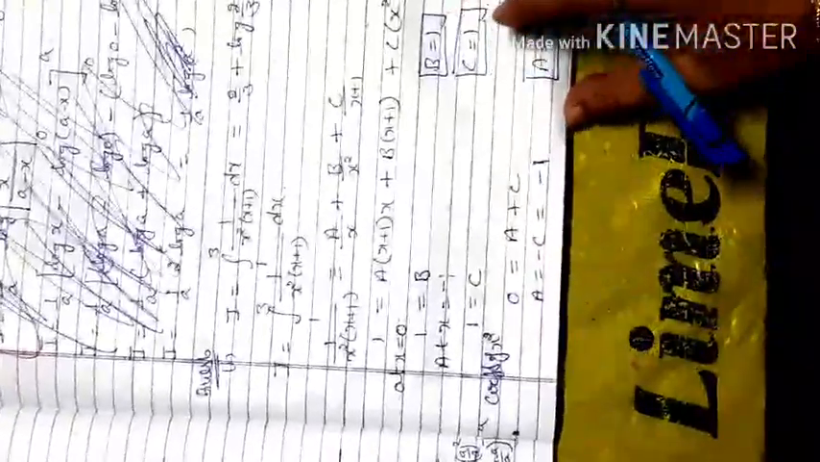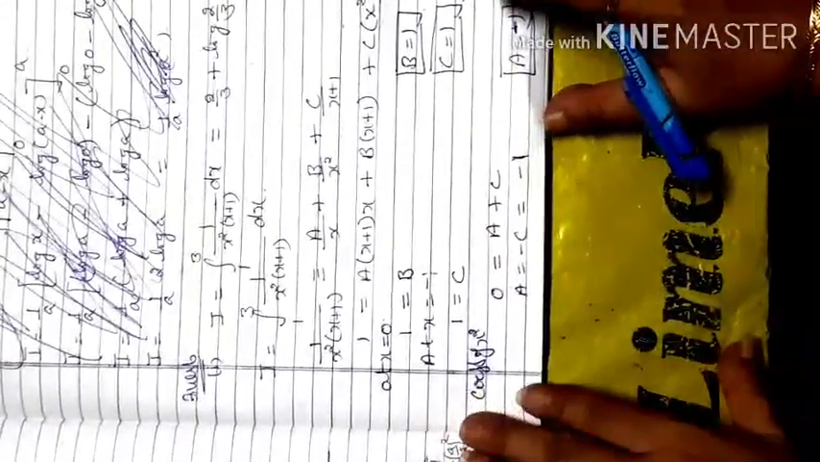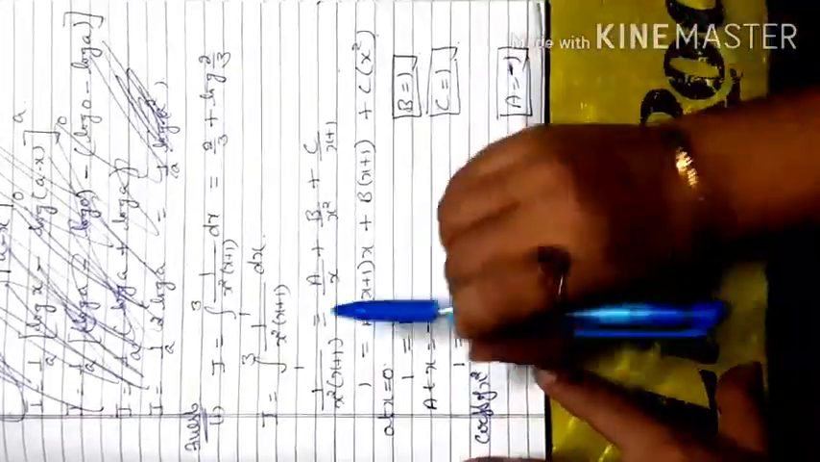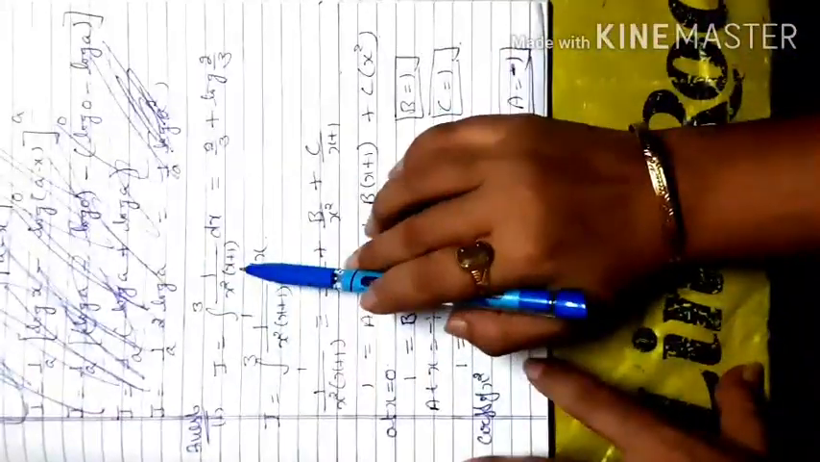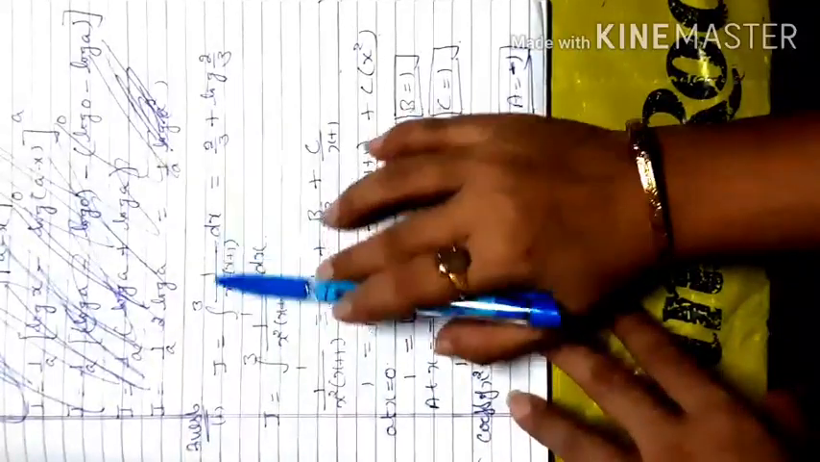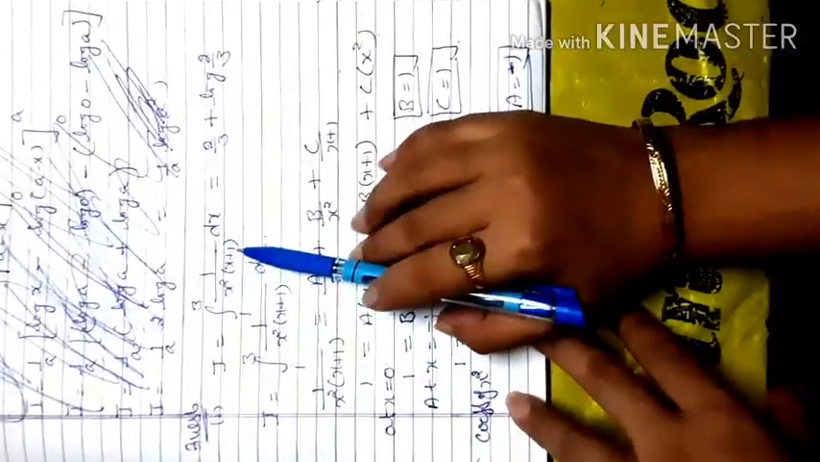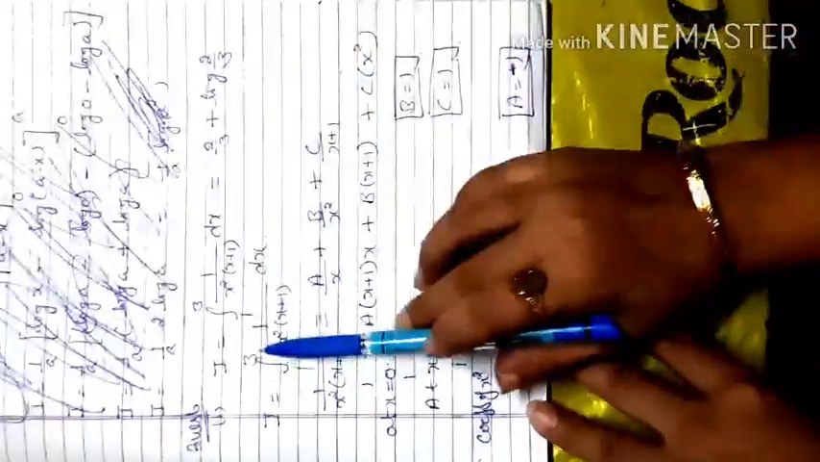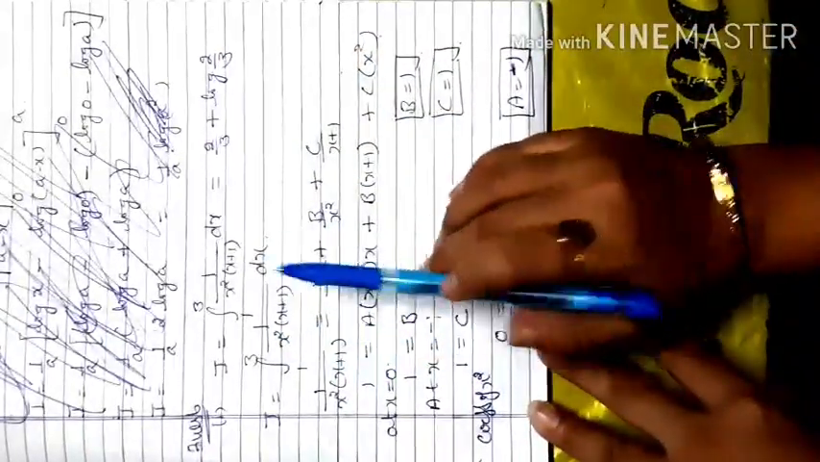Now the next question is your sixth question. Sixth question, first part: the integral from 1 to 3 of 1 upon x square into x plus 1 dx. Here you have to go with the partial fraction method. You have to prove 2 by 3 plus log 2 by 3, for the integral from 1 to 3 of 1 by x square times x plus 1 dx.